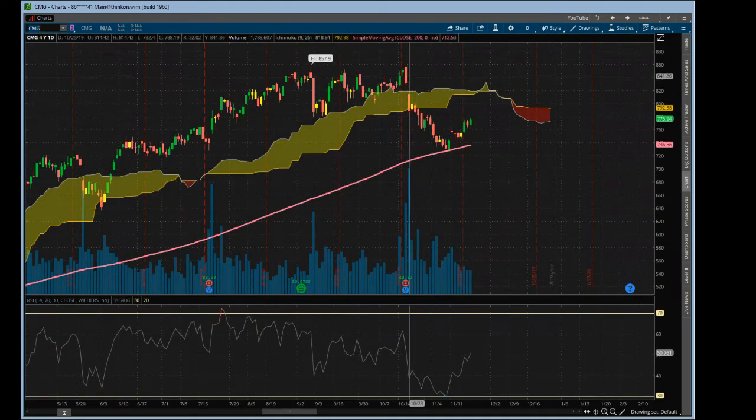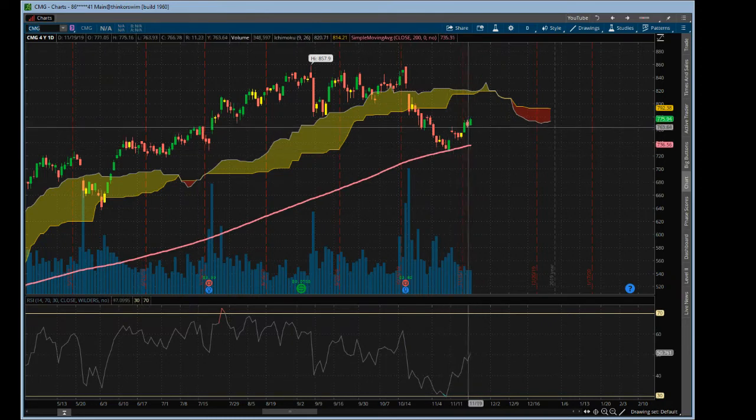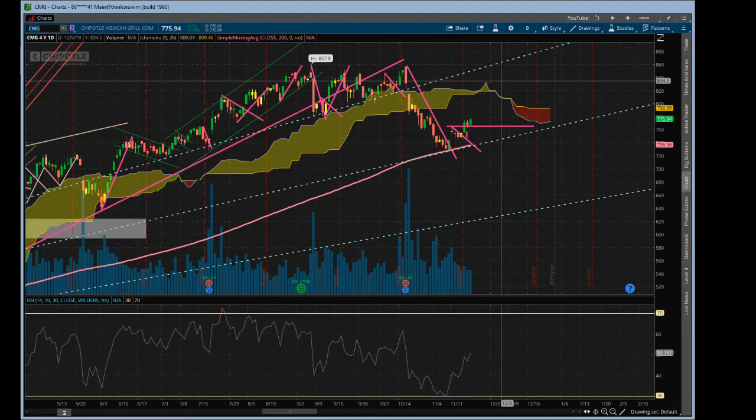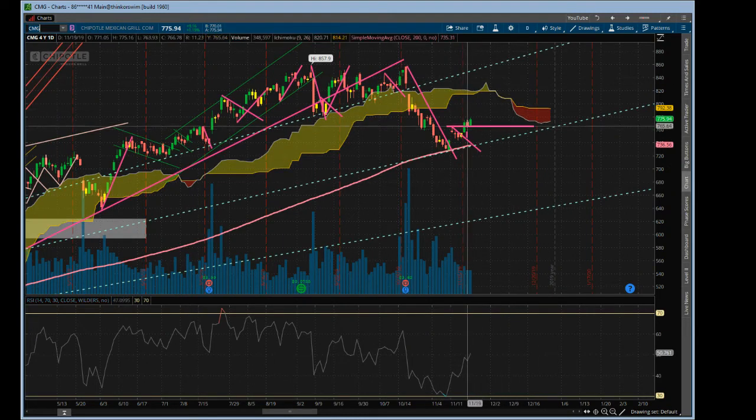CMG, you gotta love that bounce here off the 200, right? It was also a fib fan line as well. Nice little mini hot dog pattern right there, a little cocktail weenie pattern. But it's holding this support pretty well. So let's see if we can continue to work its way up to the cloud. And AMD.